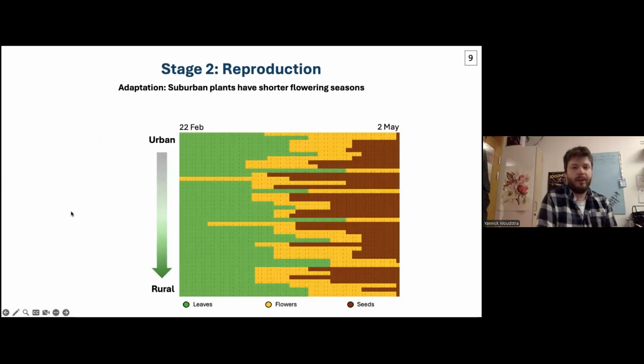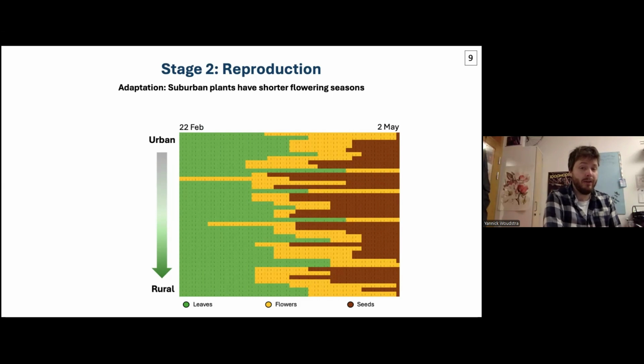And another interesting thing that we found about reproduction is that this is in a different city, in Maastricht, a smaller city in the south of the Netherlands. We found that in suburban areas, so outside of the city center, but more like suburban lifestyle with gardens and everything, the plants usually have a very short flowering season. So they start flowering, but then within a few days already they start producing their seeds. So they really shorten this development time of the seeds, basically.